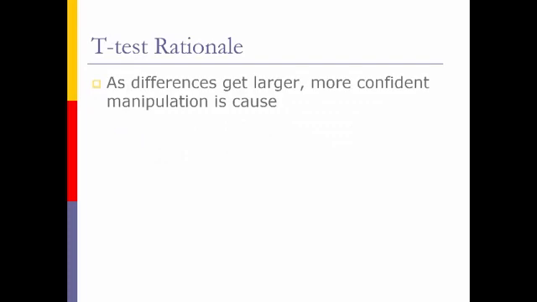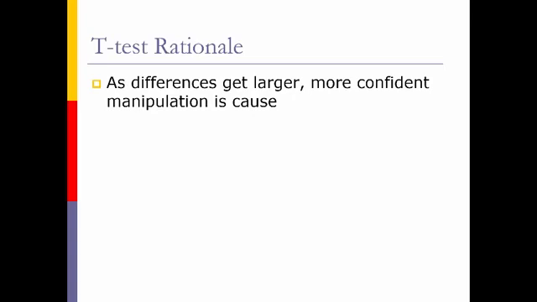For the t-test, as the differences get larger, so we have mean differences, which SPSS is going to calculate for us, the larger those differences are, we can be very, very confident that the manipulation is what caused those differences.